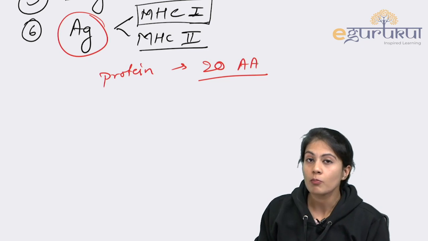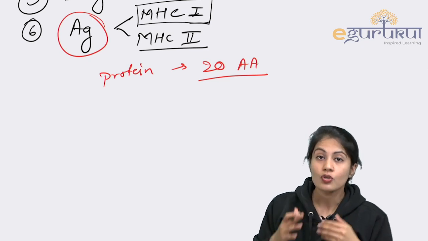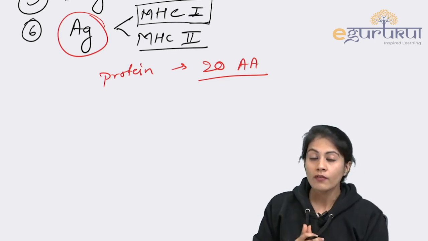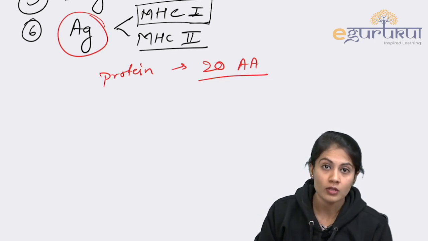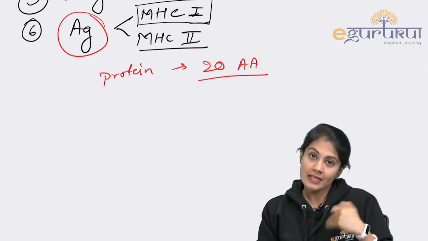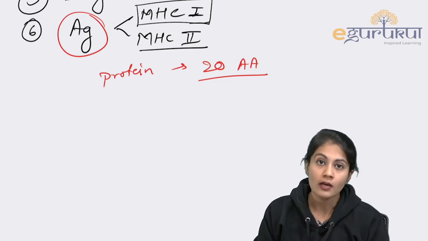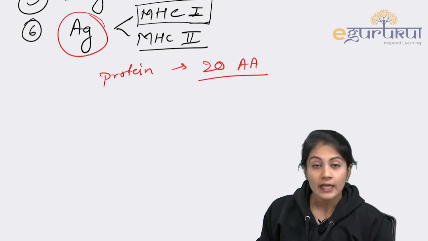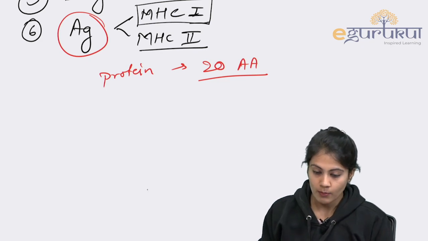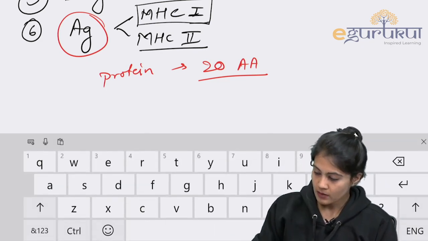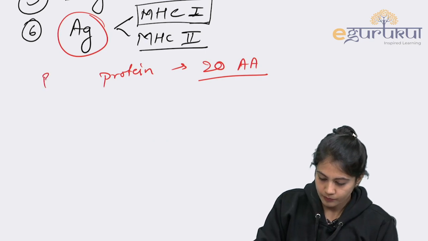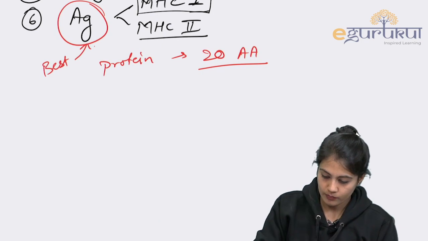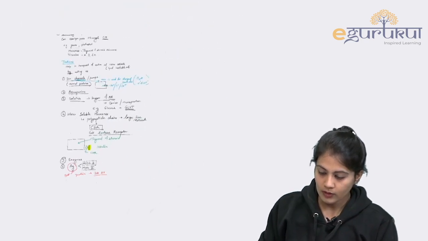For example, take your mobile number, it is of 10 digits. So various permutations and combinations are possible if the numbers are 10. What if the mobile numbers were of only 3 digits? Fewer combinations and variations would be possible. So because of the presence of 20 different amino acids, various variations are possible. That's why proteins act as the best antigen. So that is all about the cell membrane.